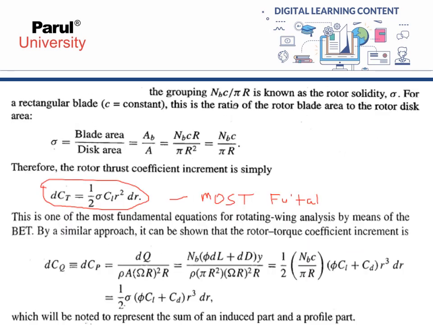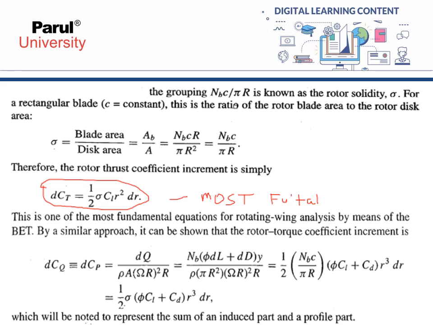Now the grouping Nb c by pi R is known as the rotor solidity sigma. For a rectangular blade, c is equal to constant. This is the ratio of the rotor blade area to the rotor disc area. Sigma is equal to blade area divided by disc area, is equal to Ab by A, is equal to Nb c R divided by pi R square, and is equal to Nb into c by pi R.